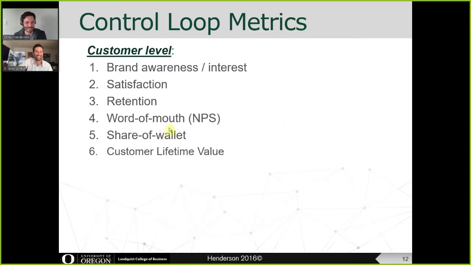Share of wallet is what percentage of your customer's business in your category are you capturing? For banking, you have a customer and they might have a savings account with you, but there's also a checking account they might have. They might have an investment account, a credit card, a debit card, a car loan, a home loan. So, of all those financial services, what percent do you have?